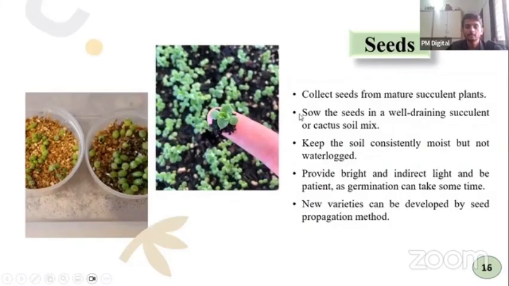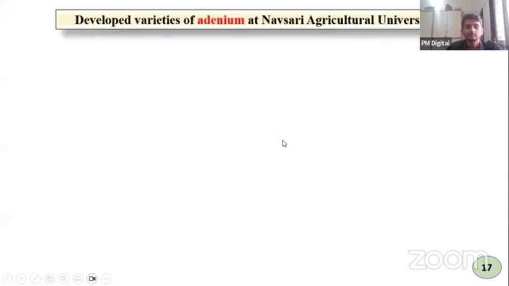Sow in a well-drained cactus or succulent mix, that is given by Allen in 1972, which is 50% sand plus 50% peat or compost. Then water should be moist, not overwatered. In case of any propagation method, it is most important. New varieties can be developed by the seed propagation method.